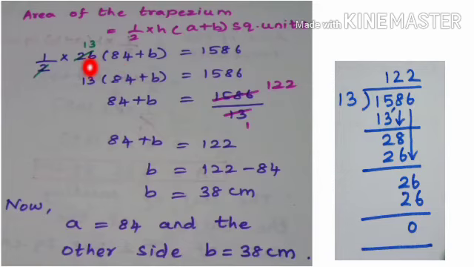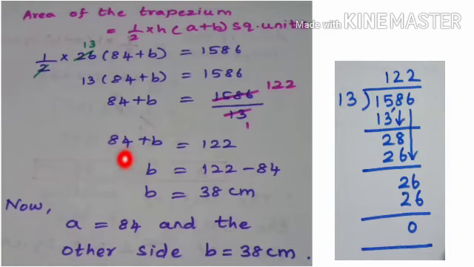So in the next line, when we cancel 26 by 2, it is 13. So 13 into (84 plus b) is equal to 1586. And here in the next step, 13, which is in the numerator, when it crosses the equal to sign, goes to the denominator. That is 1586 divided by 13. So when we divide 1586 by 13, we get 122.